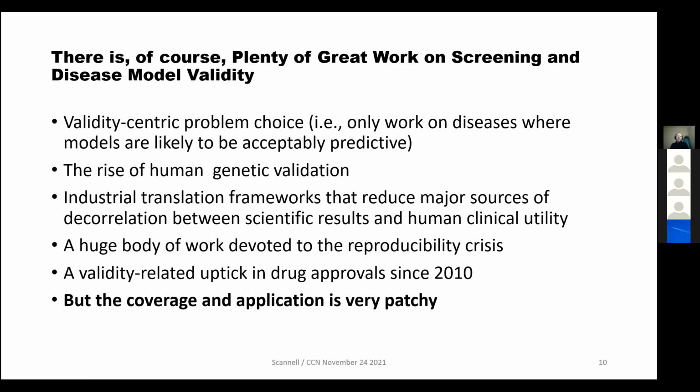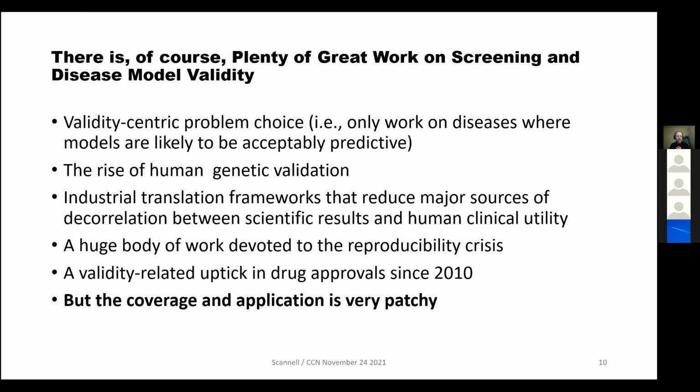There clearly is plenty of great work on screening and disease model validity. You know, some companies have moved towards a kind of validity-centric problem choice. I'd say Vertex is an example of a company like that. Human genetic validation has been a huge help. I see we have Anton from AstraZeneca next.